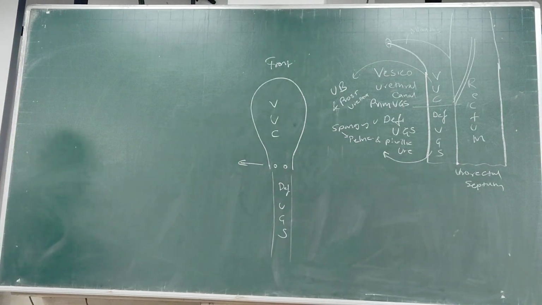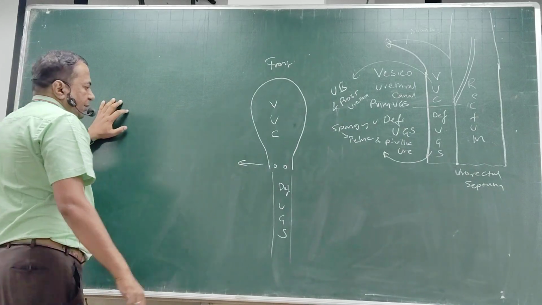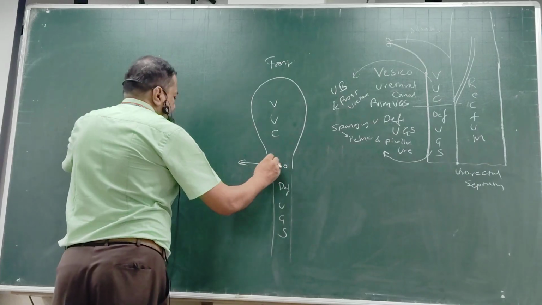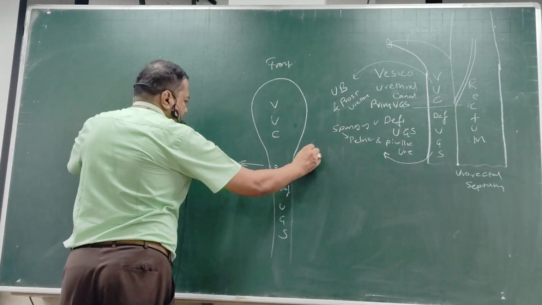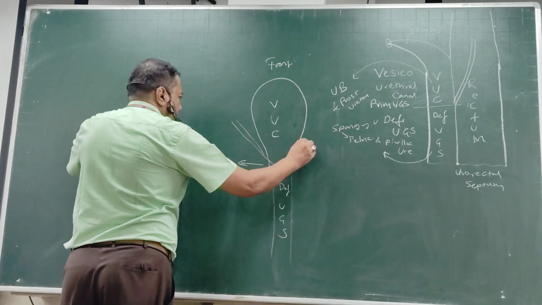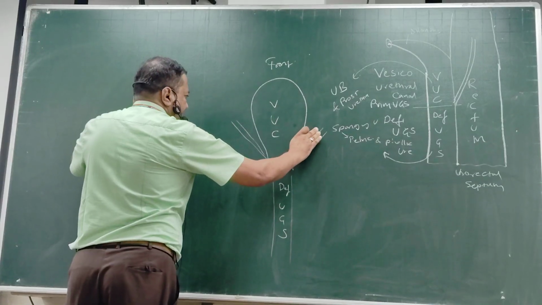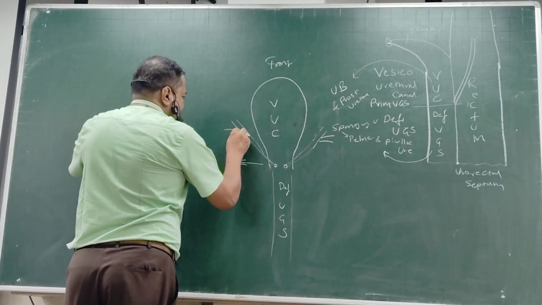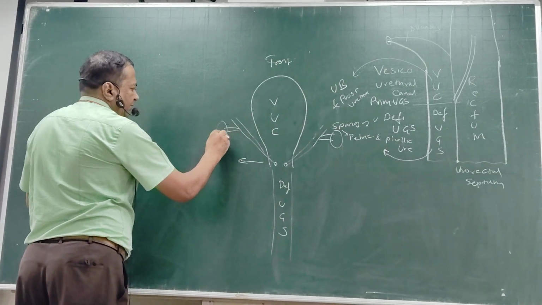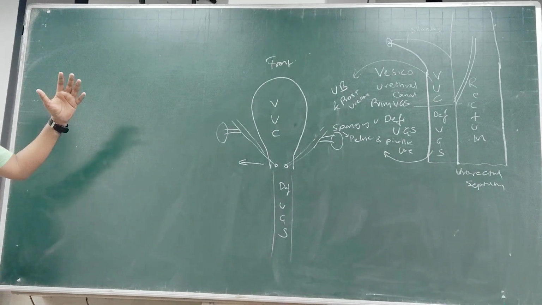Now what happens next? From this mesonephric ducts which we are talking, the ureteric buds arise and they go into the metanephros, right? And that's how kidney develops. The kidney will also increase in size.